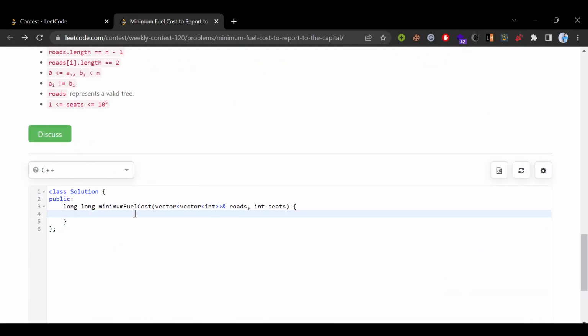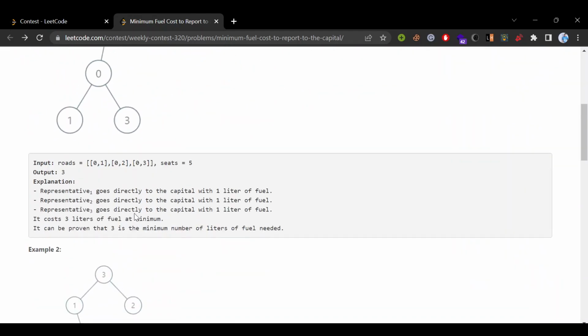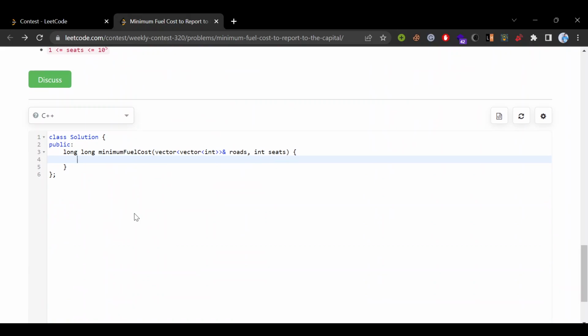So first things first, we are given a 2D vector, the edges vector, right? We need to convert it into a graph data structure. So I will say an unordered map of int, that is the current node, and vector of int, right? And this will be my adjacency list. Now let's construct the adjacency list.